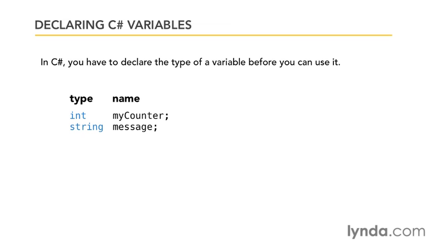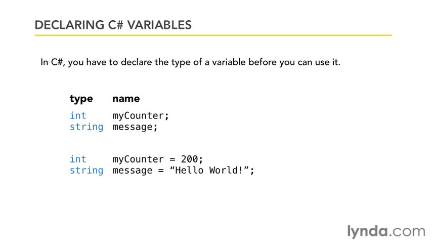The reason you have to do this is because it helps the C# compiler optimize the program for knowing what kinds of data it's going to work with. It doesn't have to figure it out on the fly. You can also initialize variables when you first declare them. I could have written, for example, int myCounter equals 200, or string message equals "hello world". And this assigns an initial value to the variable when it is declared.